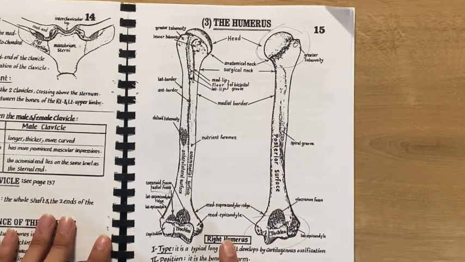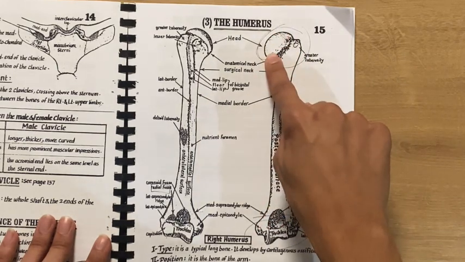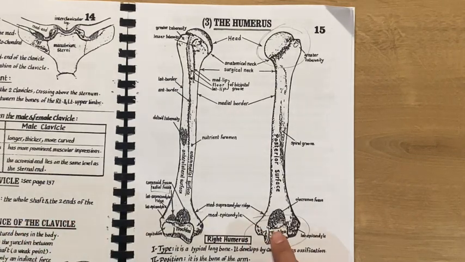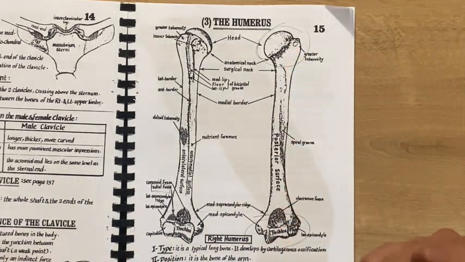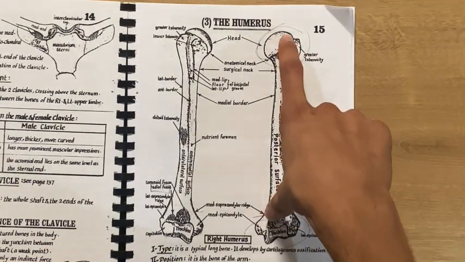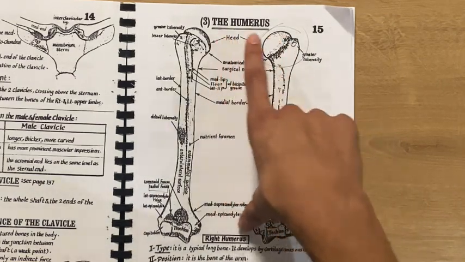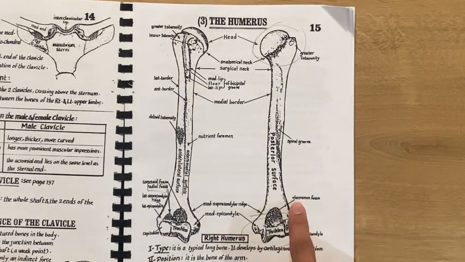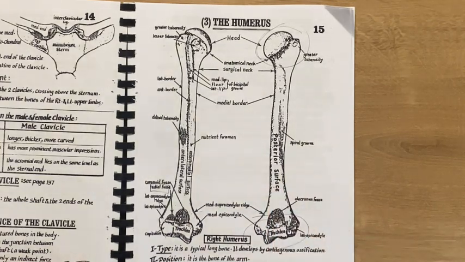How you can know that is by focusing on the head of the humerus, where it's pointing to, and the medial epicondyle. In this case, I know that this is the right humerus because the alignment of those two is towards this direction. And how I know that it's the right is because the olecranon fossa is always on the back. So this tells you that this is the right humerus.